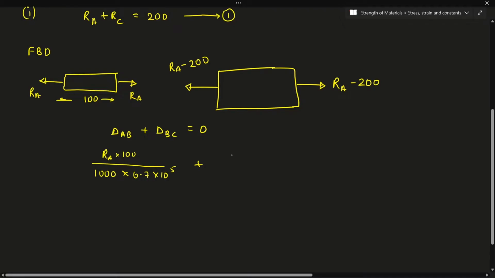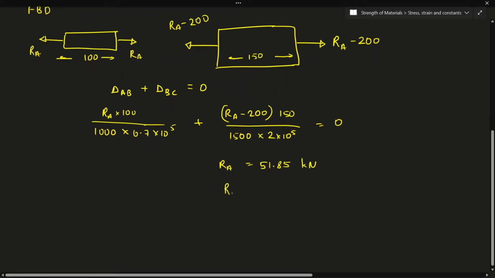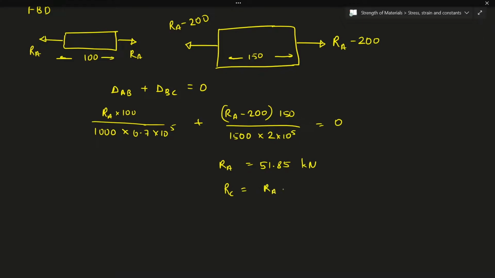Now plus RA minus 200 into 150, the length of the second body, divided by 1500 into 2 into 10 to the power of 5, will be equal to 0. Now if I simplify this, I'll be getting RA as 51.85 kilonewton. Now RC is nothing but RA minus 200, which will be equal to minus 148.15 kilonewton.